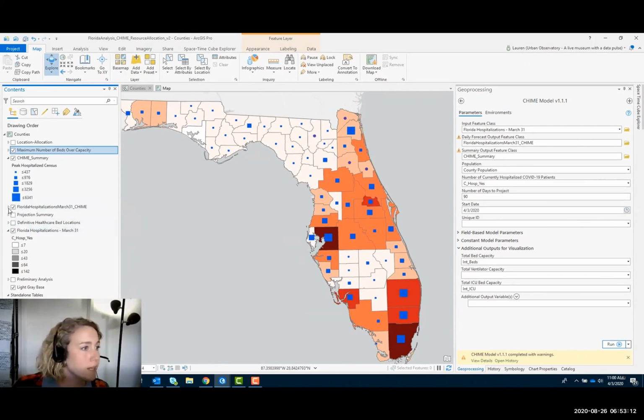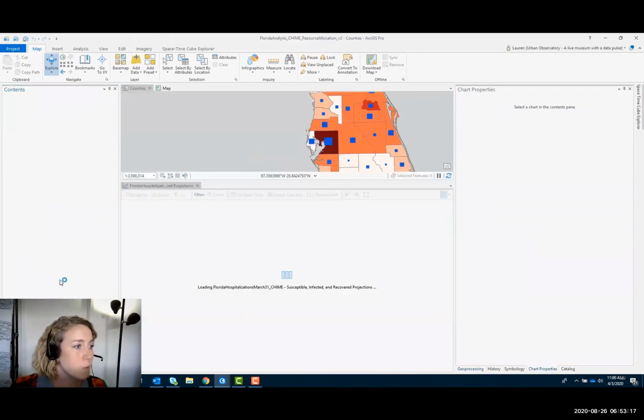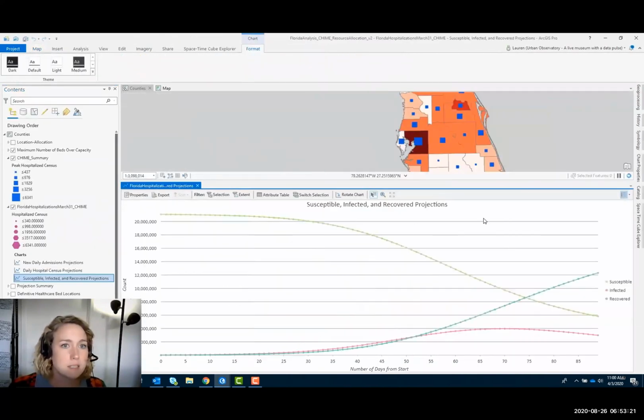Now we can also, as part of this output, start to explore a little bit more about this model. We can start to see, for instance, this SIR chart. It gives us a sense of the susceptible population, the infected population, and then the recovered population. And so this is one of those traditional outputs that are part of SIR models that's automatically created when you run it inside of ArcGIS.